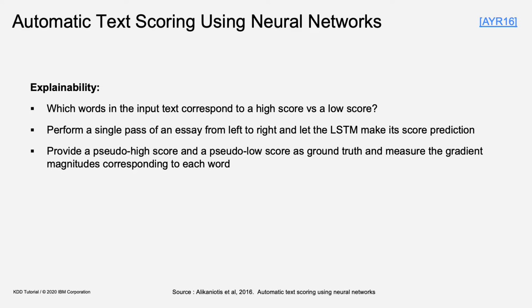Now the question that remains to be answered is how to capture the quality of text. Which words in the input text actually correspond to a low or a high score? The authors define quality as the level to which a word appearing in a particular context would prove to be problematic for the network's prediction. In order to identify the high and low quality vectors, they do a single pass of the input text and capture the LSTM model prediction, and instead of using the ground truth essay score, they consider a pseudo high score and a pseudo low score to measure the gradient magnitudes corresponding to each word.